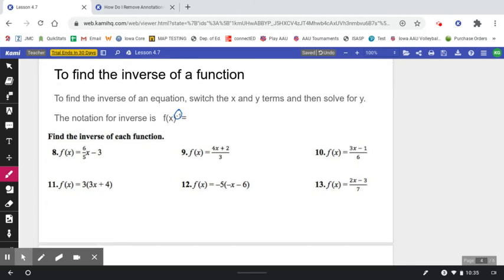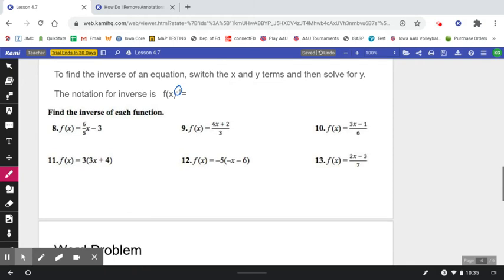So for number 8 here, it wants me to find the inverse of the function, and it starts as f of x, which we know is the same as y equals 6/5 x minus 3. So in order to find the inverse, the first thing I'm going to do is switch the x and the y. So instead of y equals 6/5 x minus 3, I'm going to do x equals 6/5 y minus 3.